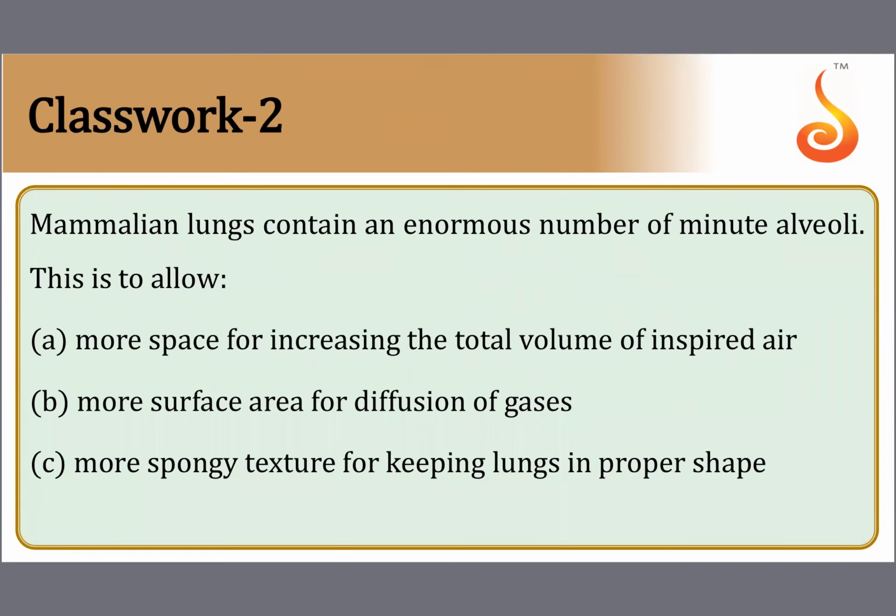The next question says mammalian lungs contain an enormous number of minute alveoli. So why do we have so many alveoli in our lungs? This is a very simple question. The only reason we have so many alveoli in our lung is to offer a greater surface area for diffusion of gases. The more the number of alveoli, the greater is the blood supply. You all know the wall of the alveolus is richly supplied with a capillary network across which the exchange of gases takes place. So the more the surface area, the greater is the diffusion of gases and the greater is the efficiency of our respiratory system. So having an enormous number of alveoli is to ensure that there is greater surface area.